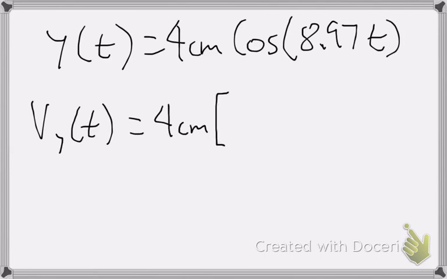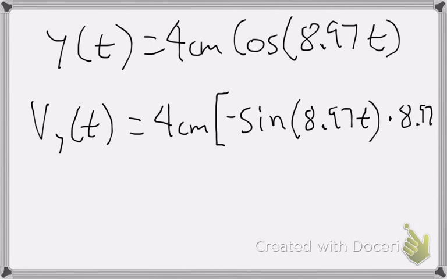So for our derivative, there are a couple of rules that we have to follow, and I'm sure that you are pros at taking derivatives at this point, but I'll just briefly go through it. 4 centimeters is our constant, so we're going to leave that out in front. And we need to take the derivative of the cosine, and then multiply by the derivative of the stuff inside. So the derivative of cosine is negative sine, and the derivative of 8.97t is 8.97. So we have to multiply all those things out and try to simplify.